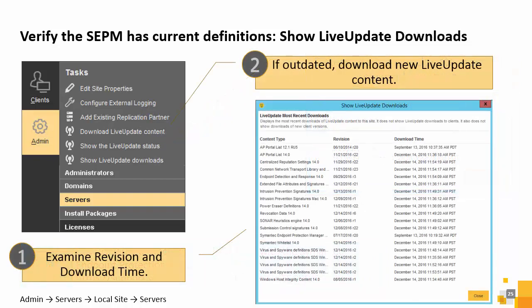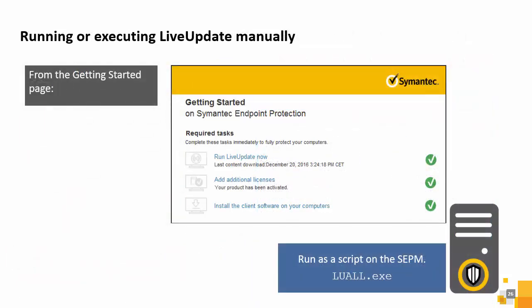If clients have outdated definitions, click Show Live Update Downloads. You can examine the revision and download time for content. If outdated, select Download Live Update Content to retrieve new content. In addition to running Live Update from Admin, Servers, local site, Download Live Update Content, you can also run Live Update from the SEPM homepage or the welcome screen. From a script, you can run lul.exe, which enables you to run a Live Update session from the SEPM.